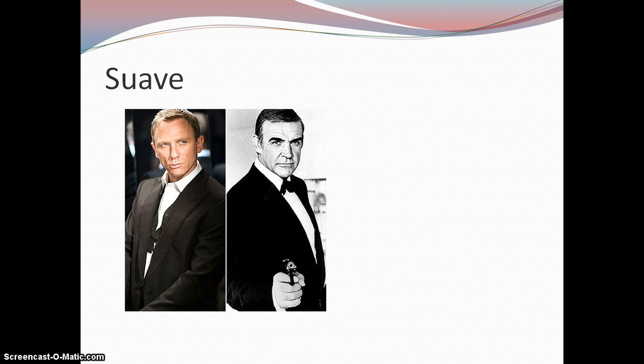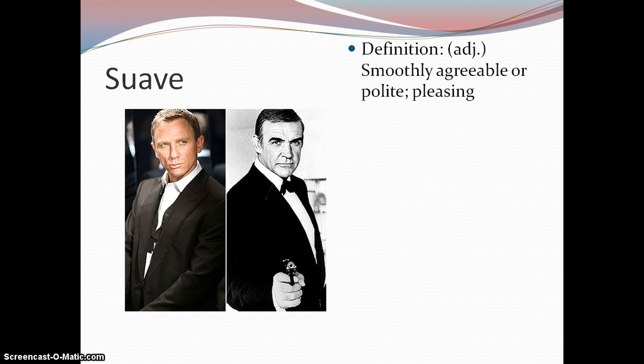Suave, all right, we see here two different James Bonds, Daniel Craig and my favorite, Sean Connery. Any James Bond is going to have to be suave, smoothly agreeable or polite, pleasing. They're going to have to be very charming. They're going to have to get people to like them very easily. So you think about the way James Bond has with the ladies. That's because he's very suave.